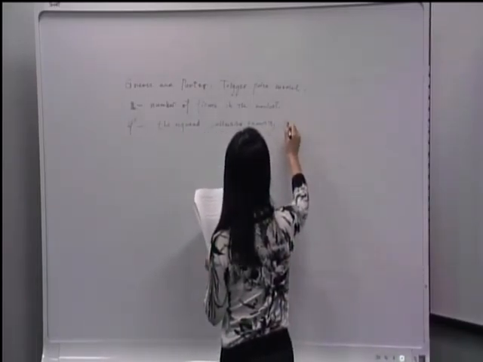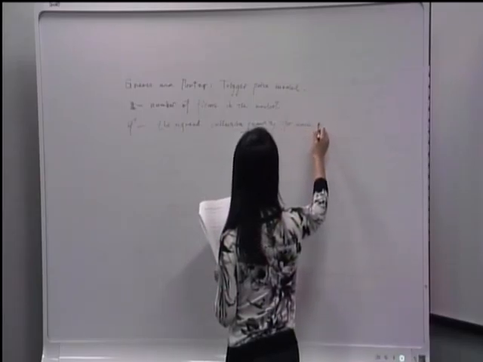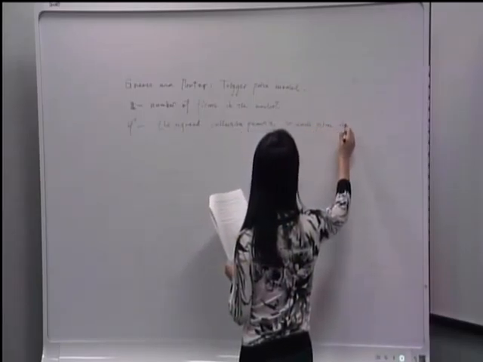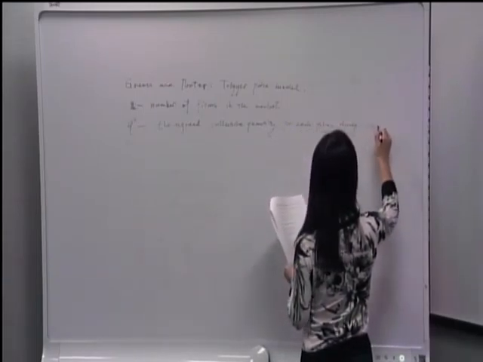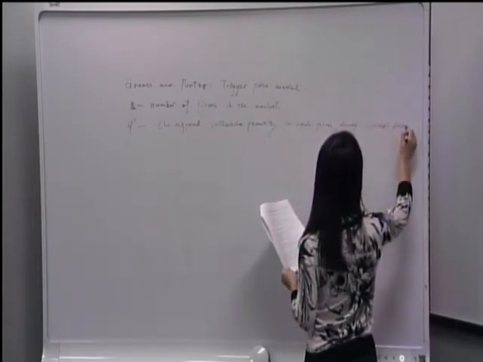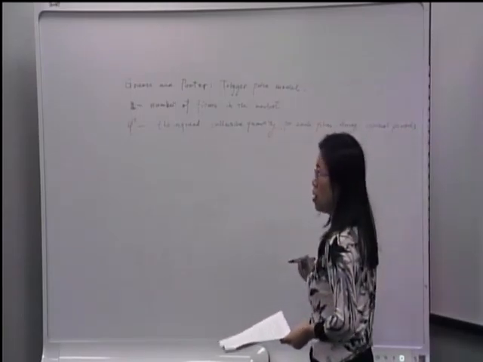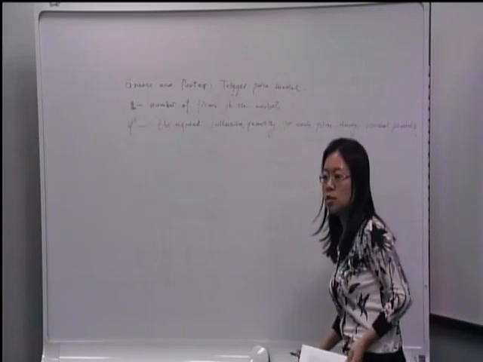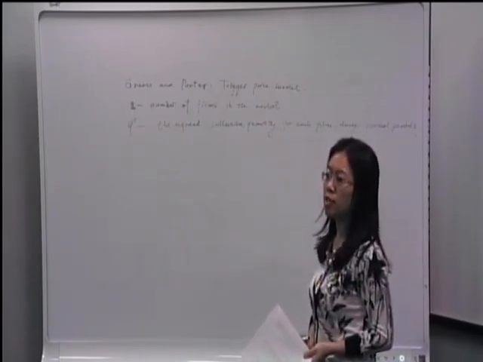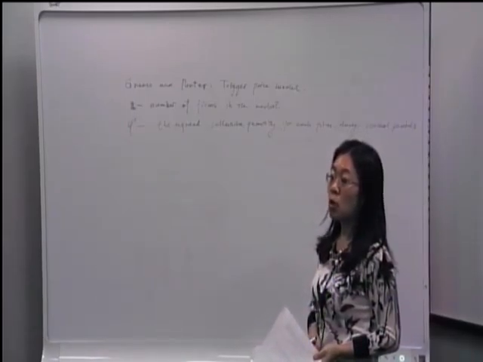For each firm, during normal periods, what do I mean by normal periods? Normal periods is a period when none of them deviate from the equilibrium path.